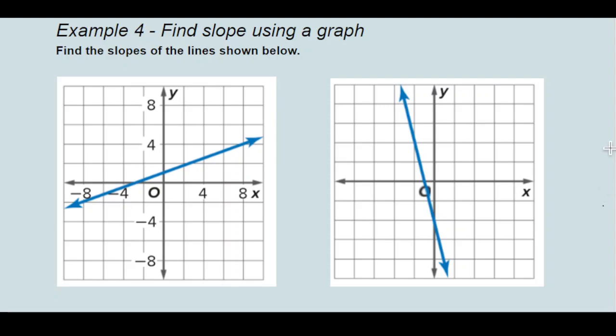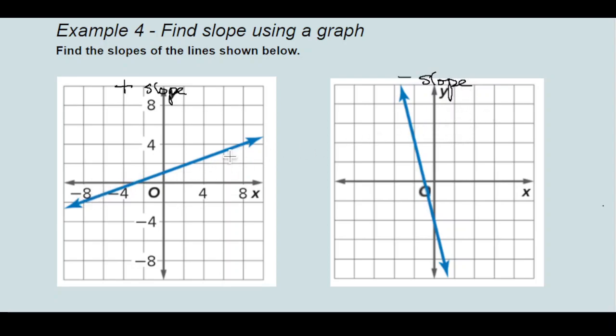Okay, example 4 is using slope using a graph. All right, so these are pretty straightforward. Hopefully you look at this one and you say, oh, it's going up from left to right. This one has to be positive, and then this one's going down. So we have an example of positive and negative slope here, kind of like what they look like.